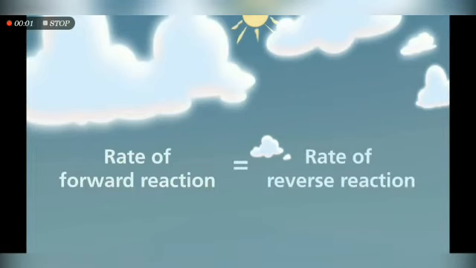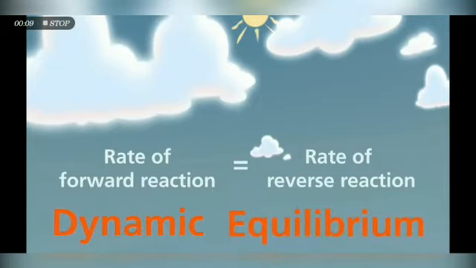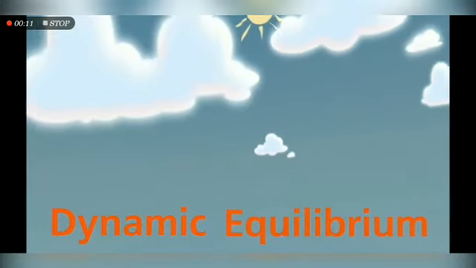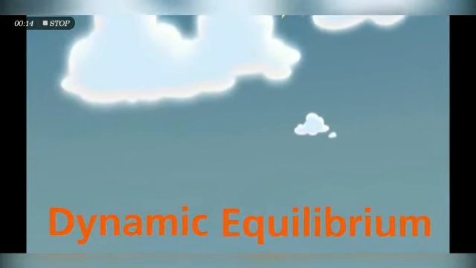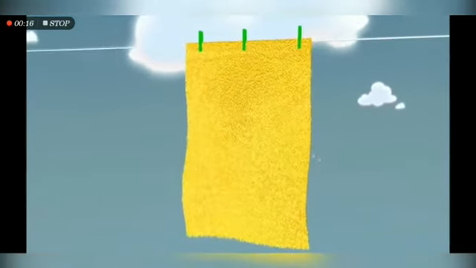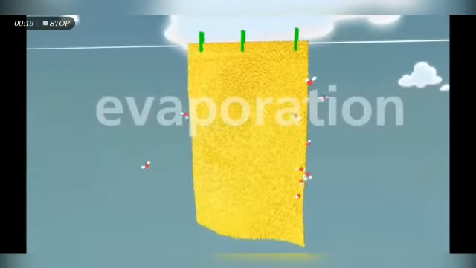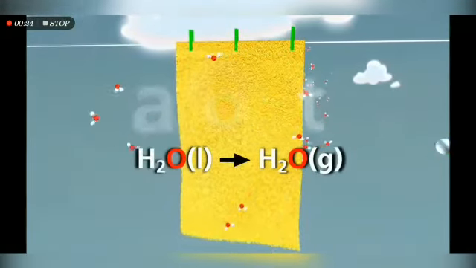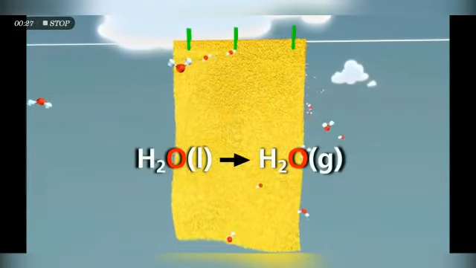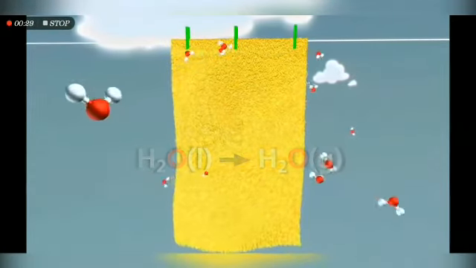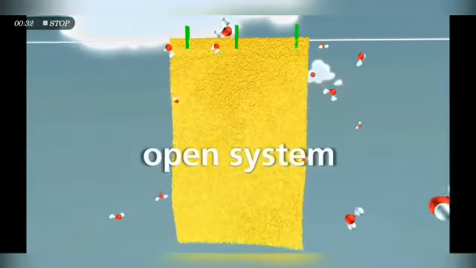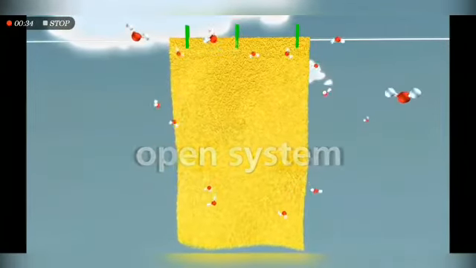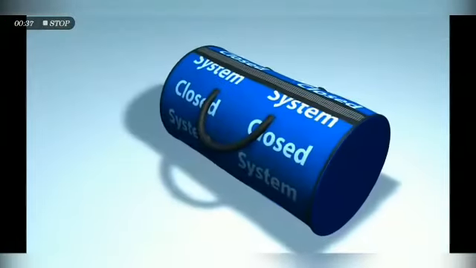When the rate of forward reaction becomes equal to the rate of reverse reaction, the dynamic equilibrium is achieved. We can understand this idea by a very simple example: the wet towel hanging outdoor. Now this wet towel consists of liquid water. Under the sun, this liquid water is going to convert into the gas form of water, which is called evaporation. And as these things are happening in an open system, this reaction is an irreversible reaction, and this reaction will keep on moving until the towel is dry.